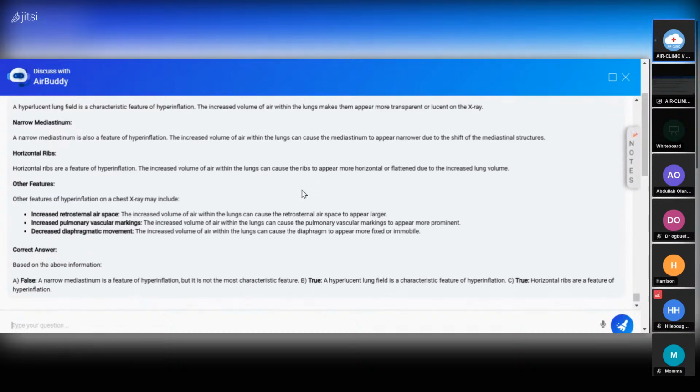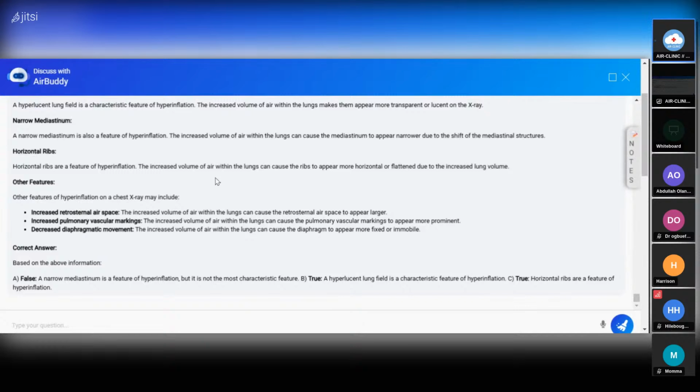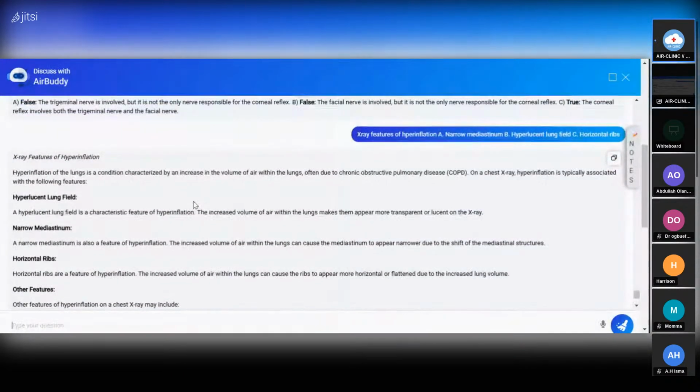That's the narrow mediastinum. Then horizontal ribs: it flattens out the ribs, stretches them beyond their normal curved angles, so they will appear almost horizontal, and it flattens the diaphragm as well, because of the increased volume of air. So basically all the features there are actually features of hyperinflation. Probably there may be a third feature that is probably not there.